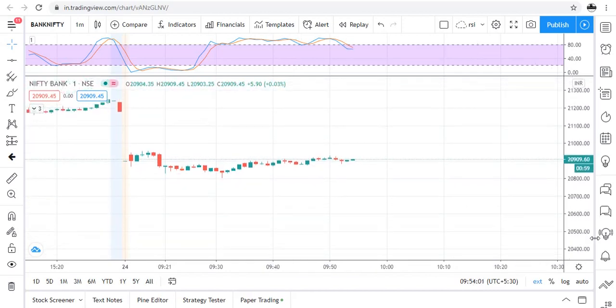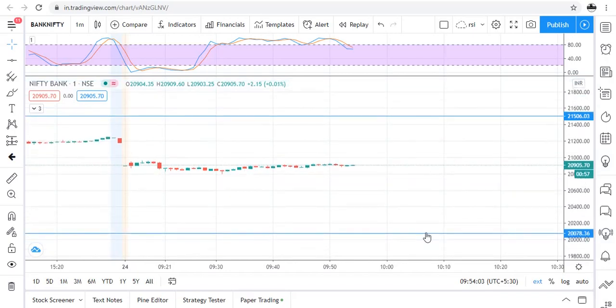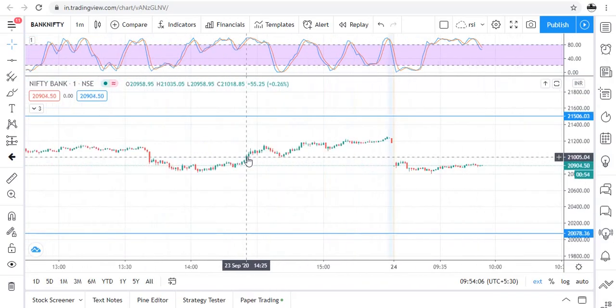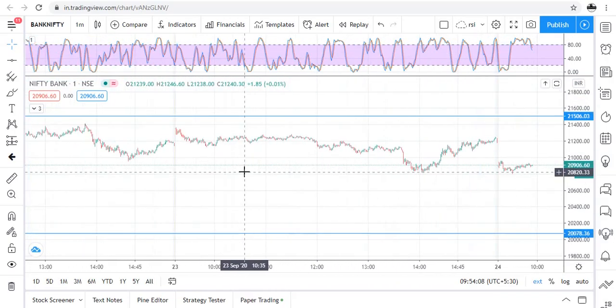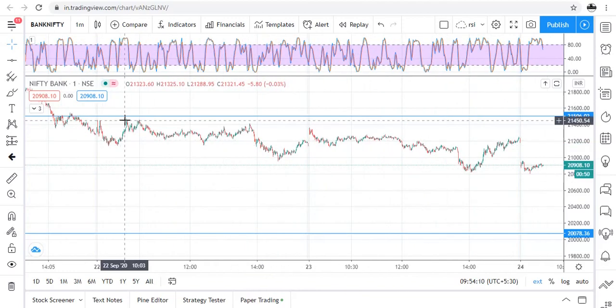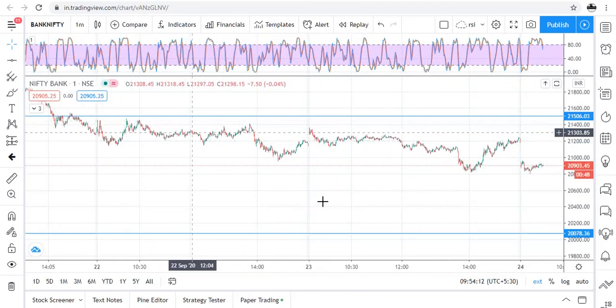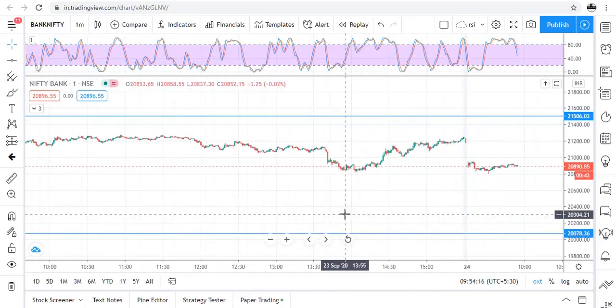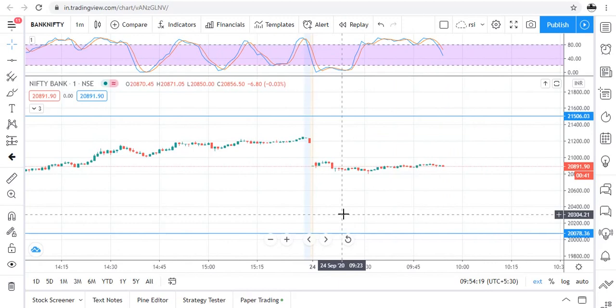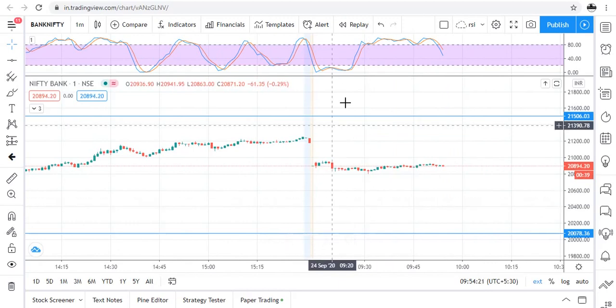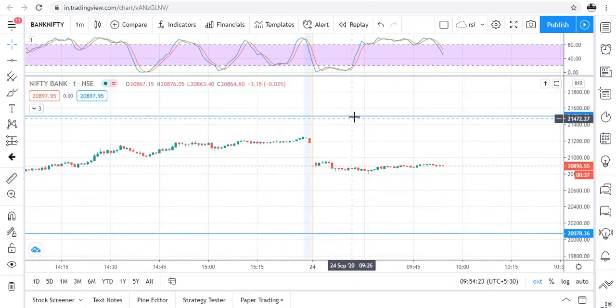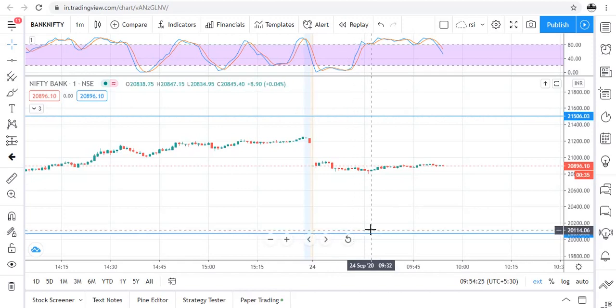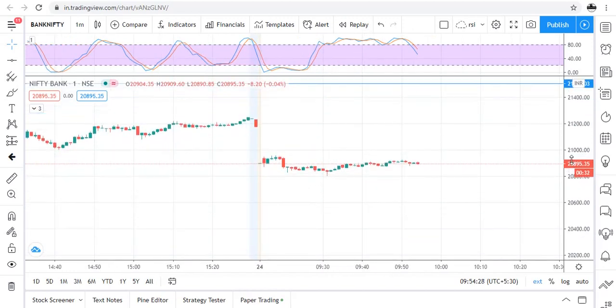So traders, as you can see here, by using the previous data of the Bank Nifty, here is the resistance, and this is the support line, okay traders. For Bank Nifty, it is hard to break this resistance or this support in a single day. And since today is Thursday, we will sell options.